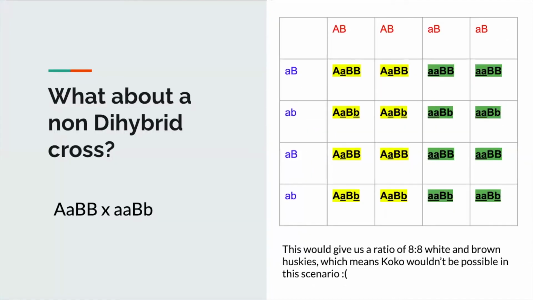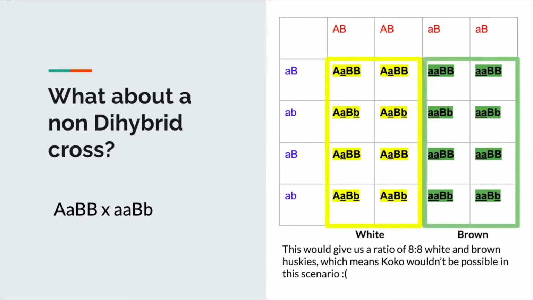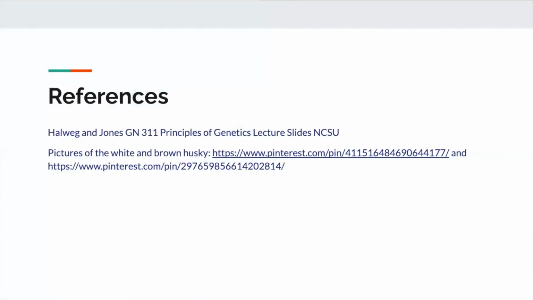So what about a non-dihybrid cross? In this instance, we have parents with genotypes big A, big B, and little a, big B. This would give us a ratio of 8:8 white and brown huskies, which means Koko wouldn't be possible in this scenario. Sad face.